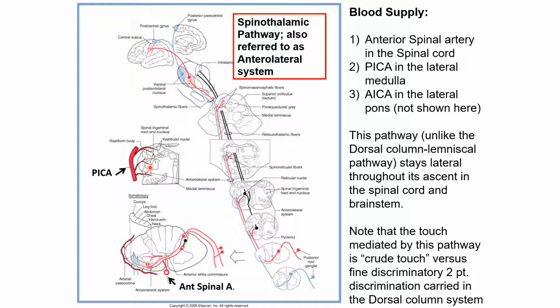As you move into the pons, the anterior inferior cerebellar artery feeds this lateral portion of the pons, including the spinothalamic pathway. This pathway stays lateral throughout its extent, and notice that the pathway carries information about touch, but it's only crude touch, as opposed to the fine touch carried by the medial lemniscal pathway, the dorsal column lemniscal pathway.